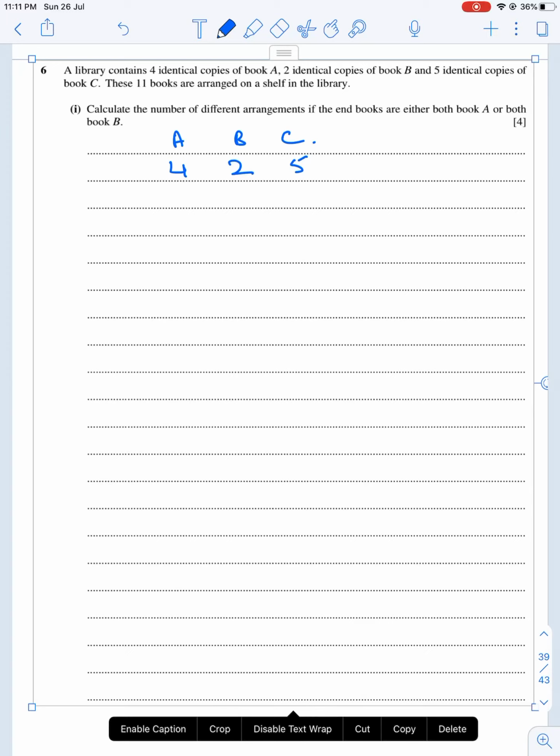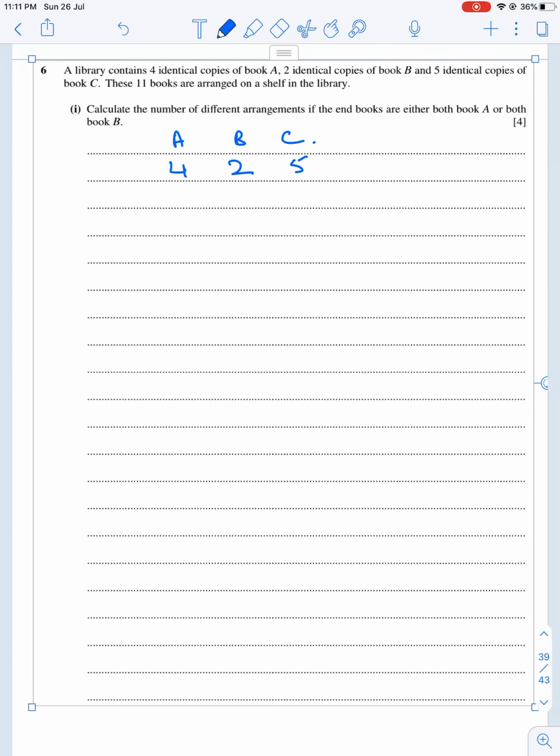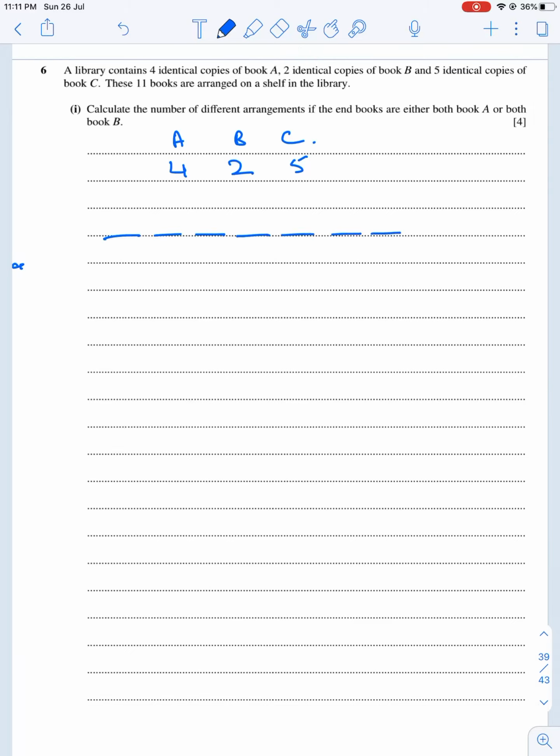Okay, I'm going to arrange them. Overall, we've got 11 books here. Okay, so I'm going to write 11 dashes. Okay, so the end books are both book A. If they're both book A, so you've got this is also book A and this is also book A. So one option here, one option here. Now you're left with 9 books in the center, out of which B is repeated twice and C is repeated 5 times.